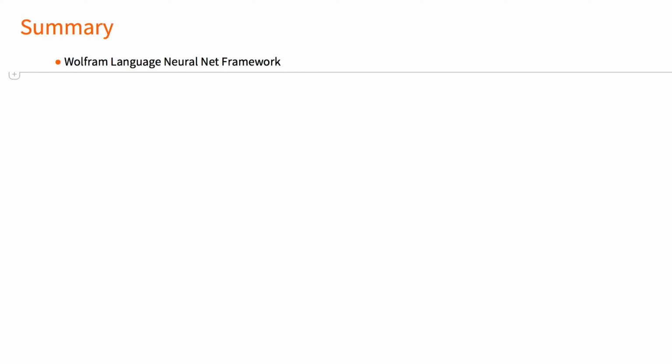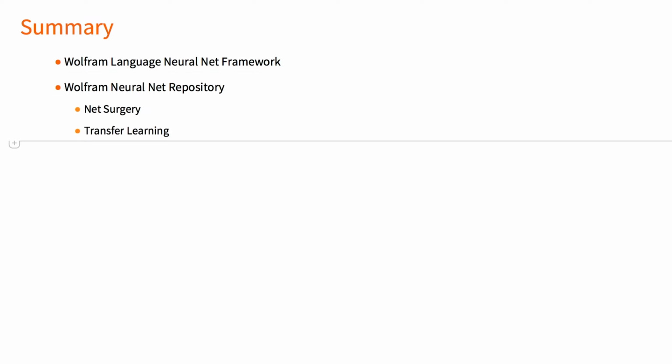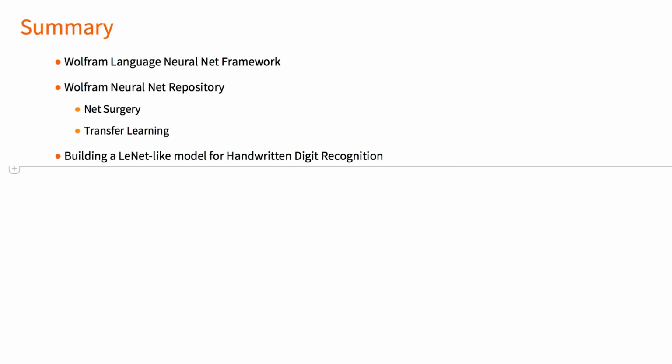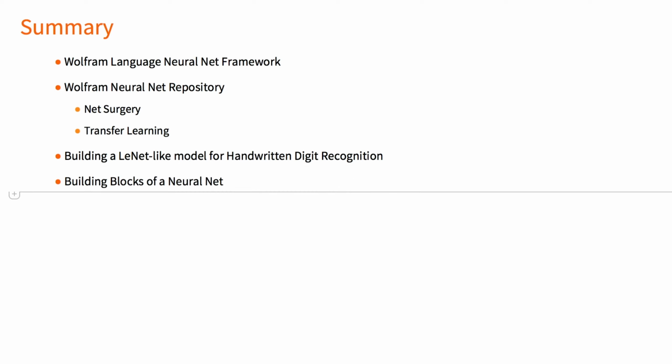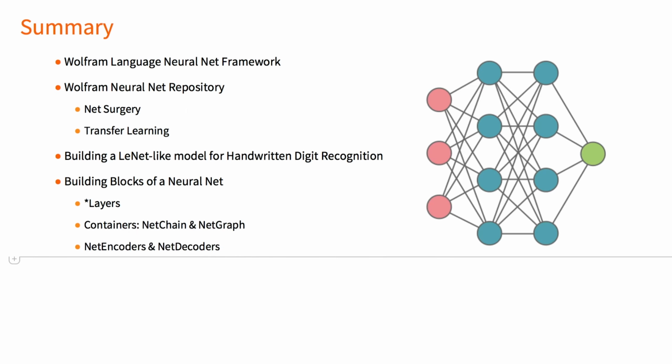So, in this whirlwind tour of neural networks, we learned about the Wolfram neural net framework and the features it offers. We looked at examples of pre-trained neural net models in the Wolfram neural net repository and how to use net surgery to customize and adapt the models for use in different tasks for transfer learning. We put together a simple neural net according to the LeNet model to recognize handwritten digits of images. We also looked at the various building blocks provided by the neural net framework to understand how they can be used to design, build, and customize neural net models.